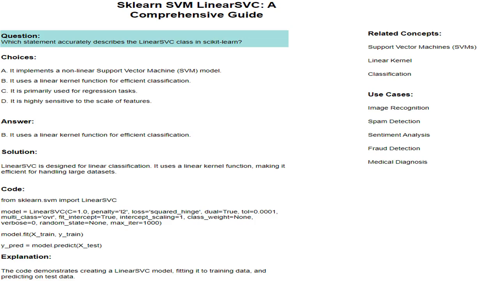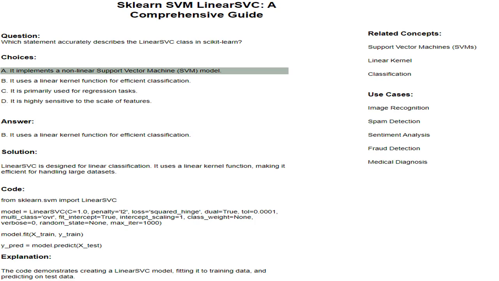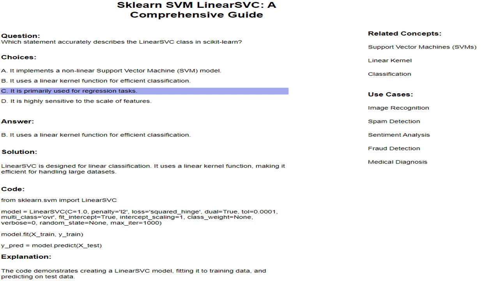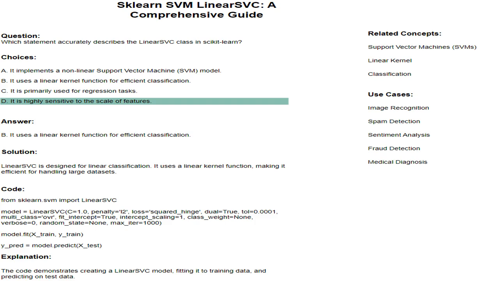Which statement accurately describes the LinearSVC class in sklearn? A. It implements a nonlinear support vector machine (SVM) model. B. It uses a linear kernel function for efficient classification. C. It is primarily used for regression tasks. D. It is highly sensitive to the scale of features.